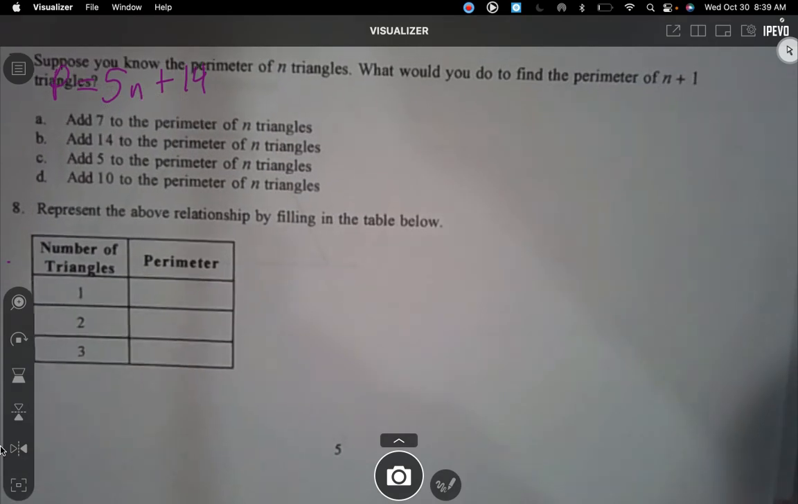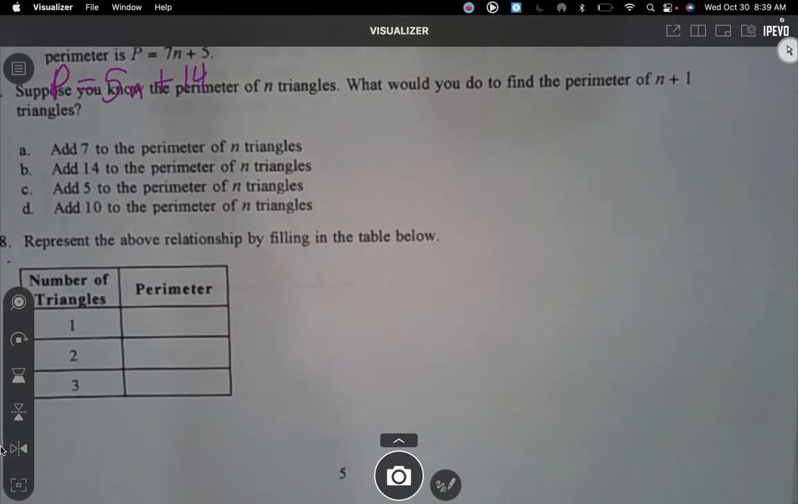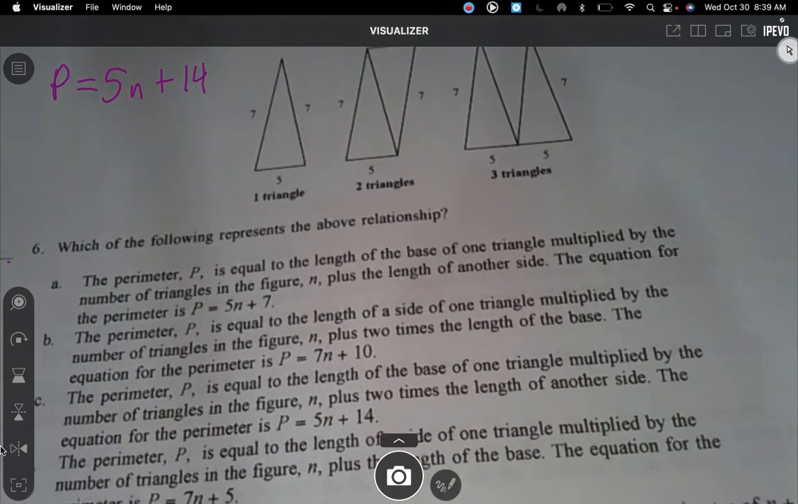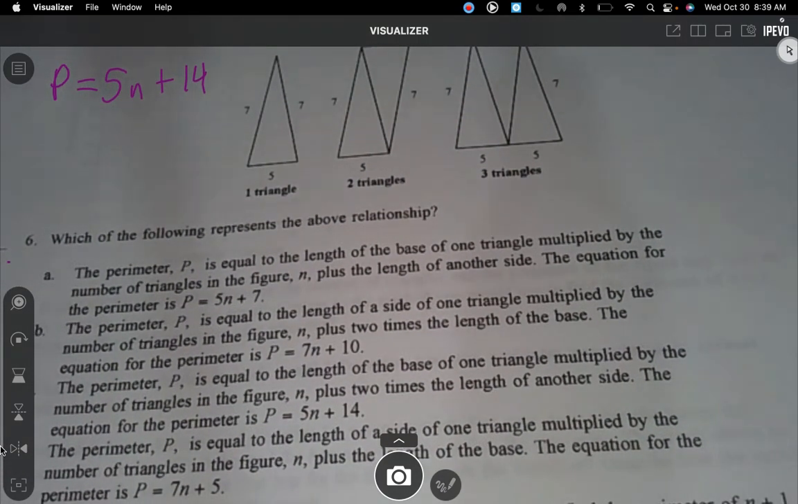Then number 8, I had already written this one down. I should have left it up there. But 1 triangle, remember when I wrote that? I'll rewrite it. We had 1, 2, and 3 triangles. One triangle, what was the perimeter again? I think it was 19, 24, 29. Okay, that would be that other one down there. Is everybody okay with that?